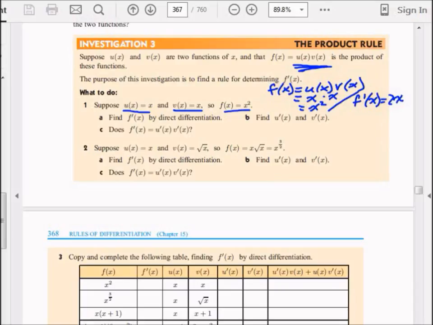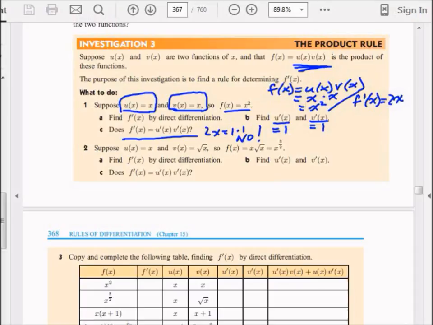Okay, find the derivative of u and find the derivative of v. We can do that. We know that if u of x is x, then the derivative of u is just 1. Similarly, if v of x equals x, the derivative of v is just 1. So, can we answer this question? Does the derivative of f equal the derivative of u multiplied by the derivative of v? In other words, does 2x equal 1 times 1? Absolutely not. No, it doesn't. Okay, so we've answered number 1.